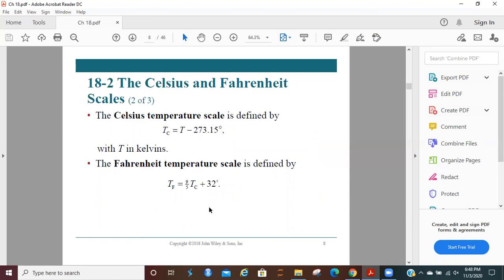Okay, the Celsius temperature scale is defined as your temperature in Celsius is equal to the temperature in kelvins minus 273.15. So there's a scaling factor involved there. The Fahrenheit temperature scale is defined as temperature in Fahrenheit is equal to 9/5 times the temperature in Celsius plus 32. So that is how indeed you convert from one to the other. And then if you really wanted to, you could take this one, substitute it in here, and figure out how to convert Fahrenheit to Kelvin.